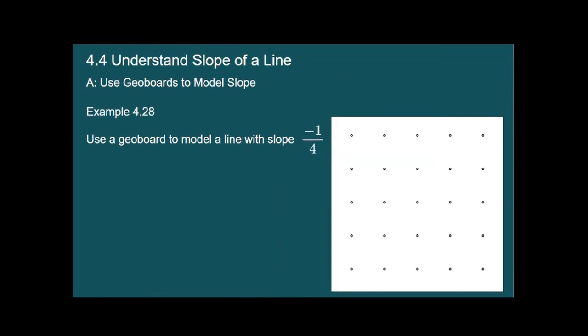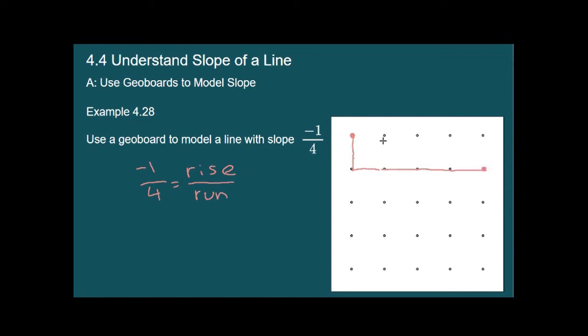We're going to use a Geoboard to model a line with a negative slope. So it's -1/4. So remember, -1 is the rise, which means I'm actually going down, and 4 is the run. So if I need to go down, I want to start up in the upper portion of my Geoboard. So I'm going to start in this top corner, and I'm going to go down 1, and then I'm going to go to the right 4. 1, 2, 3, 4. That's going to be my ending point.